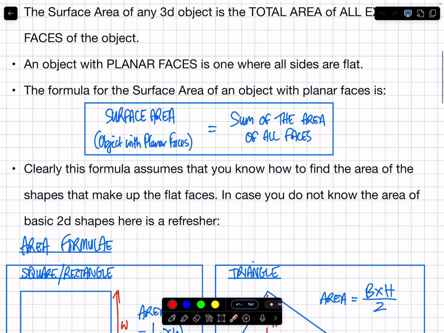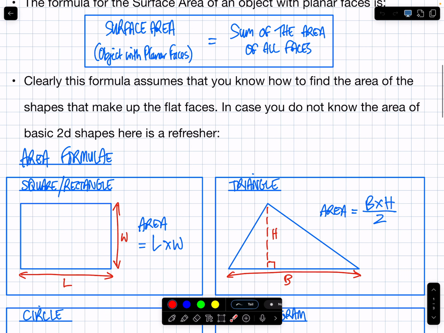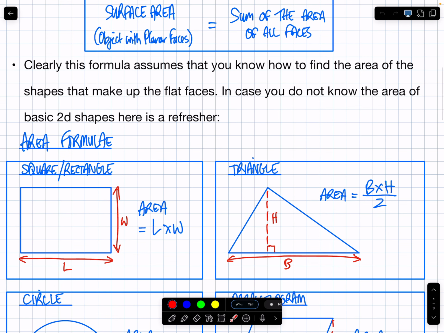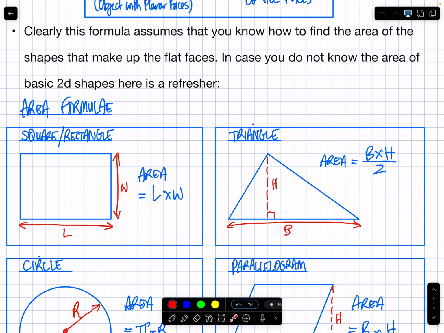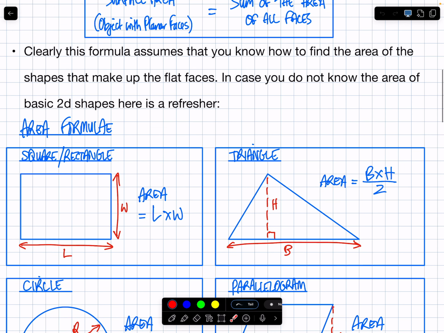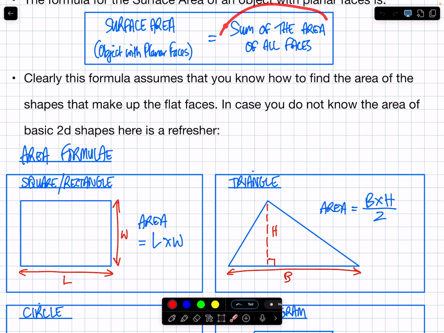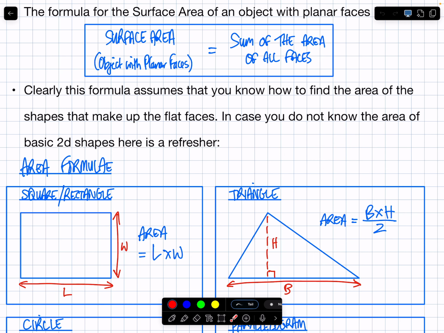Okay, moving down. You French girls, you probably know these by memory. Everyone else, I'm reminding you. That formula that you got there, sum the area of all the faces. If I'm saying to do that, I'm assuming that you know how to find the area of a rectangle, a triangle, and a circle. Do you know how to find the area of a circle off the top of your head?